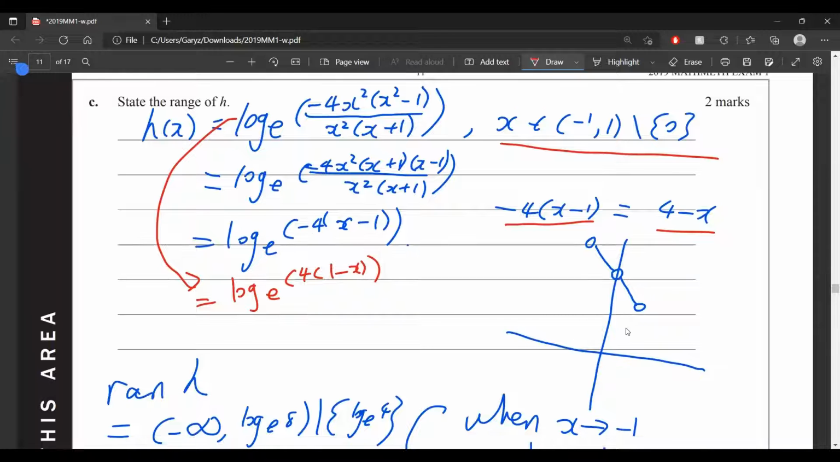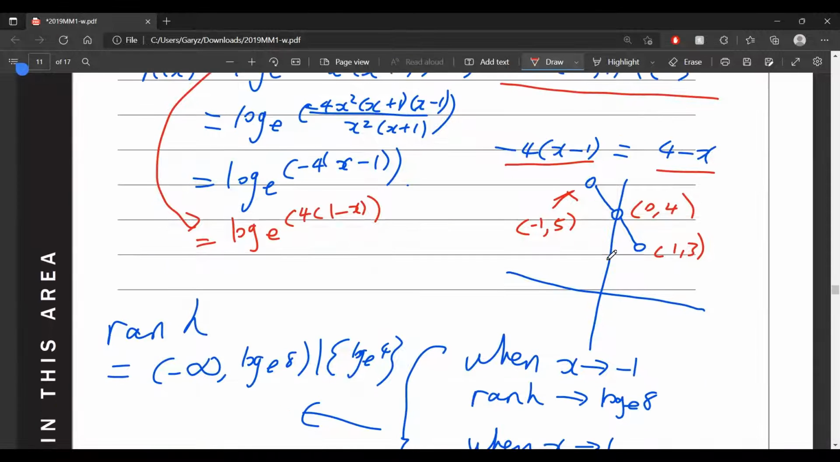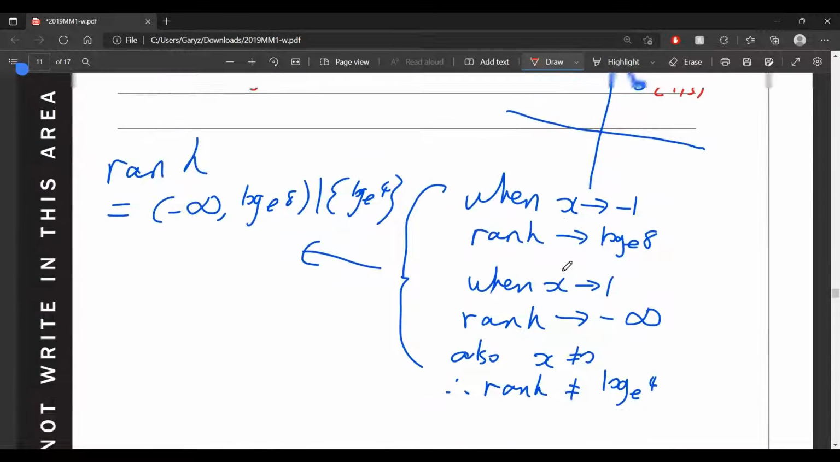If we try to plot this 4 minus x graph with this domain, it will look like this. This point here will be -1 and 5. This point here will be 0 and 4, and finally 1 and 3. Notice how all these 3 points are excluded, basically. So now we focus on these points.